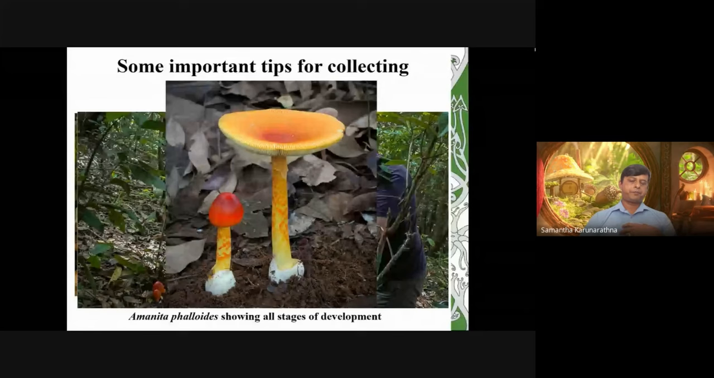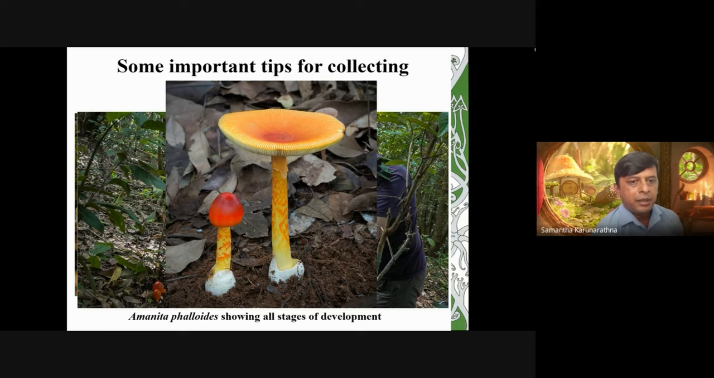Yeah, this is one of his photographs, Amanita. This is one of the Amanita species. You can see the volva and the striations on the stipe and the ring and all the other characteristics very well. Next slide, please.